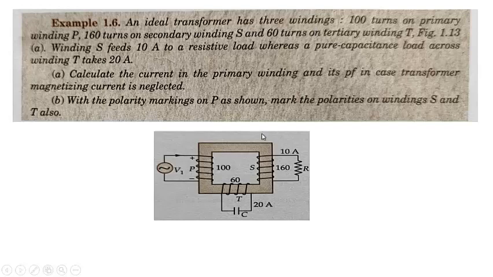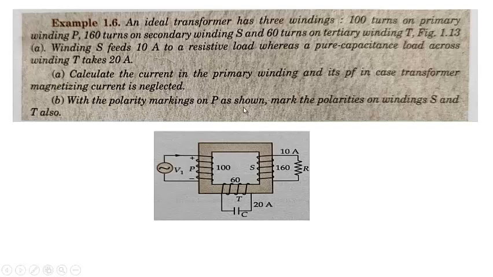An ideal transformer has 3 windings: 100 turns on the primary winding P, 160 turns on the secondary winding S, and 60 turns on the tertiary winding T. Winding S feeds 10 amperes to the resistor load, whereas a pure capacitance load across winding T takes 20 amperes. Calculate the current in the primary winding and its power factor, in case the transformer magnetizing current is neglected. The transformer is assumed here to be ideal.